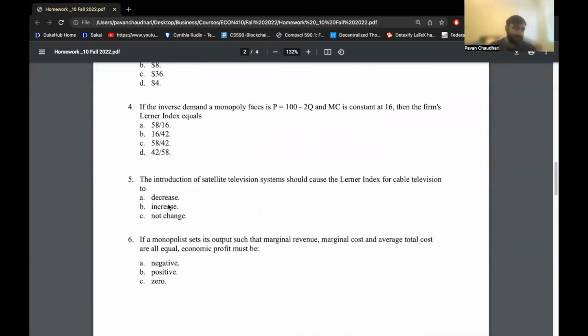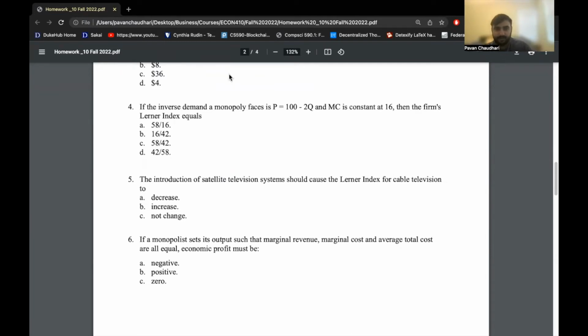Okay, number 5, also a Lerner index problem. The introduction of satellite television systems should cause the Lerner index for cable television to blank. The question here is really about whether the monopoly for cable television is getting stronger or weaker. Here we're introducing a substitute, since satellite television is a substitute for cable television. So in other words, we're getting more competition, less monopoly. So the Lerner index is going down because it's less monopoly, more competition.